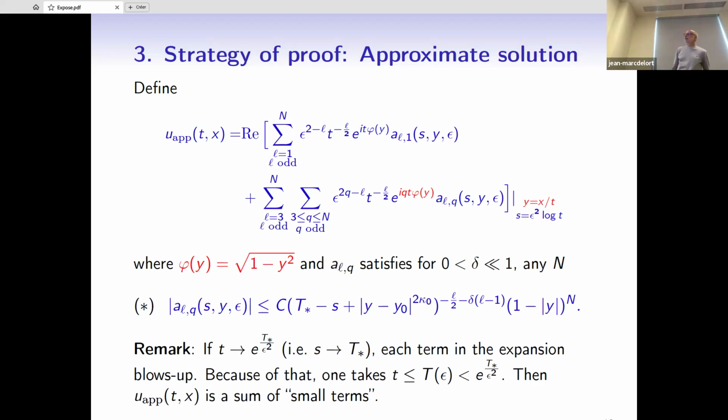Let me remark also that since these quantities are allowed to blow up when S goes to T star, it might be that actually the successive terms in the approximate solution get bigger and bigger, which is not what we want for a solution constructed by successive approximations. We would like that when L increases, the terms get smaller and smaller.